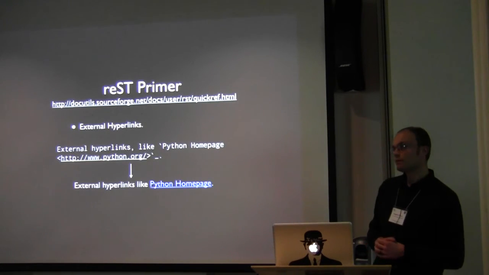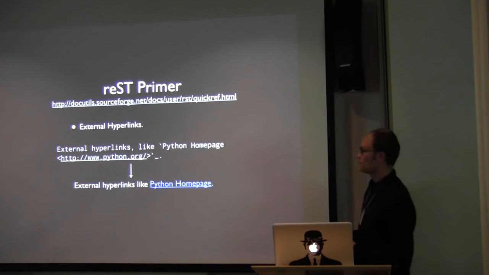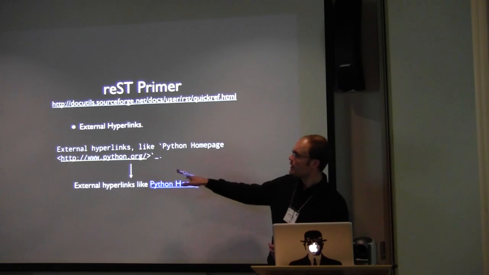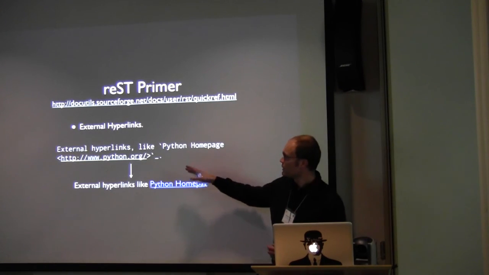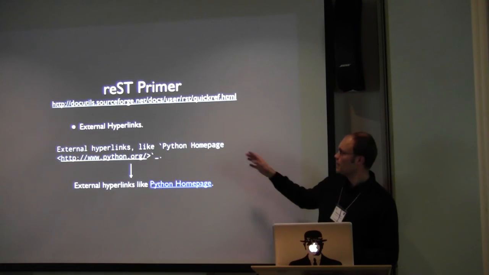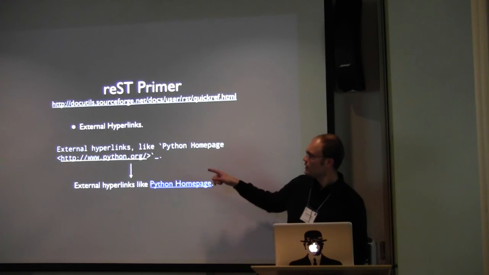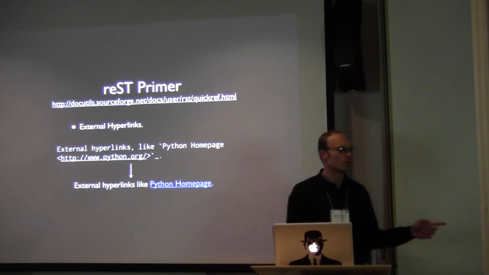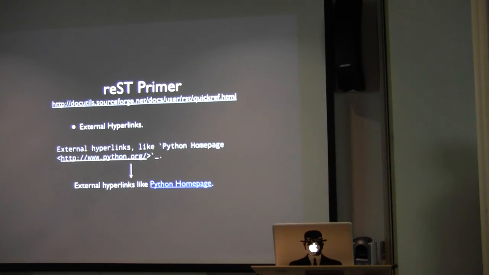You can make hyperlinks in REST. Here's an example. If you were to type out external hyperlinks like backquote Python homepage and then those characters, what you would see in your output in your HTML would look like that, where Python homepage is turned into a link that you can click on.